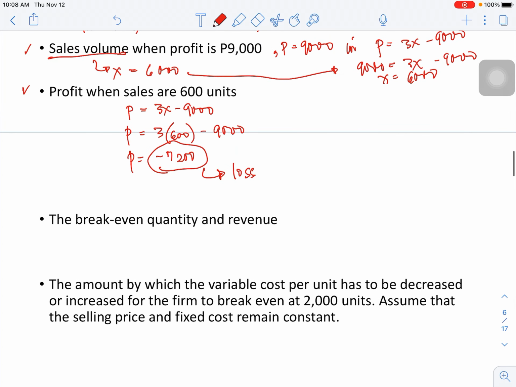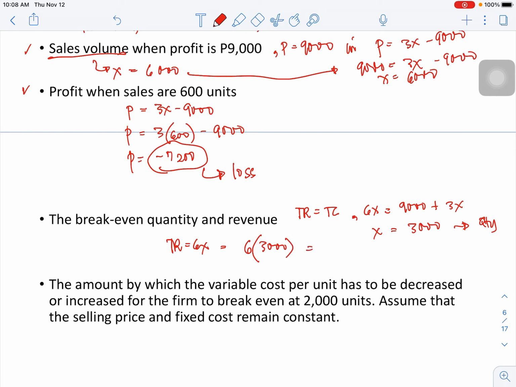Next, the break-even quantity and revenue. We know that at break-even, TR is equal to TC. So TR is 6x equals our TC, 9,000 plus 3x. So our x is equal to 3,000. Next is the revenue. This is our quantity. What about the revenue? Again, TR is equal to 6x. We have 6 times 3,000, and that is equal to 18,000. So this is our BEP revenue.